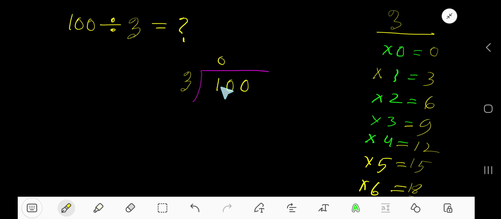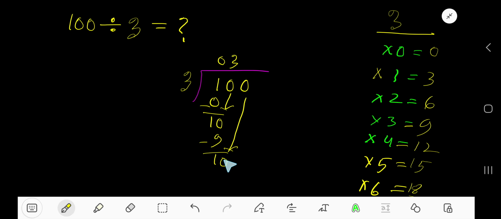0 times, as 1 is less than 3. 0 times 3, 0. Subtract 1, bring down this 0, so 10. 3 goes into 10 how many times? 4 times is 12, which is greater, so 3 times. Right, 3. 3 times 3, 9. Subtract, you are getting 1. Bring down your next 0.